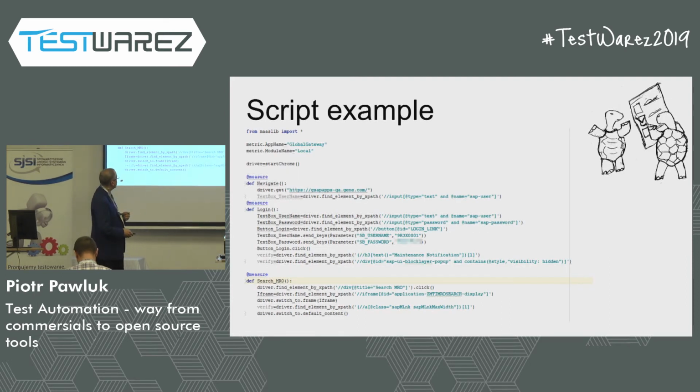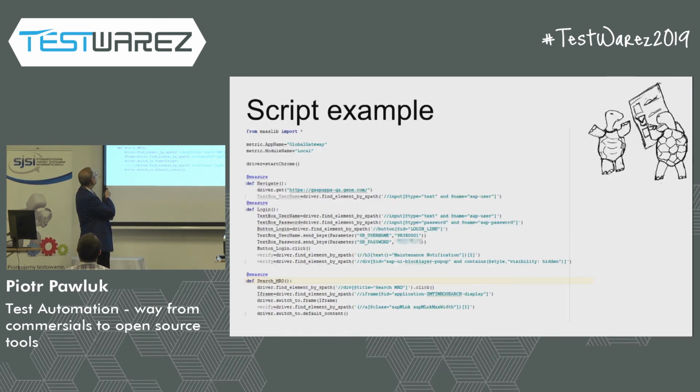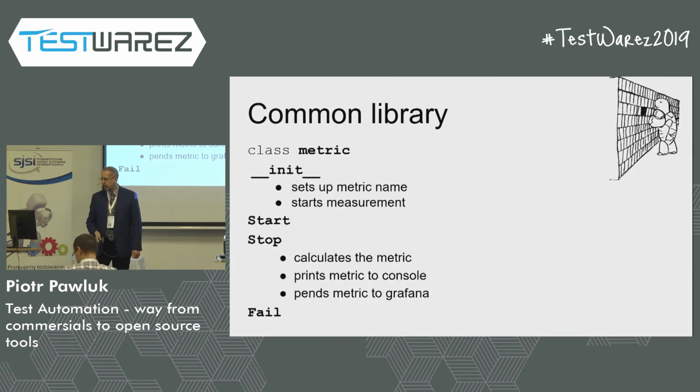Here is an example of a script, probably you do not see what is here. It imports our library and just navigates, logs in, searches, and so on. So all the business logic. And if you see, or maybe you do not see, there is a decorator here. Under this is hidden all the logic with which we measure response times, send them, and so on. I will describe it a little bit more later.